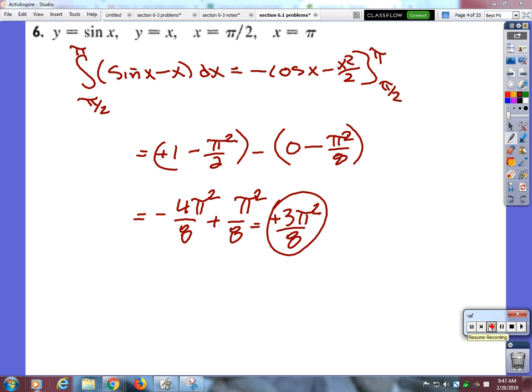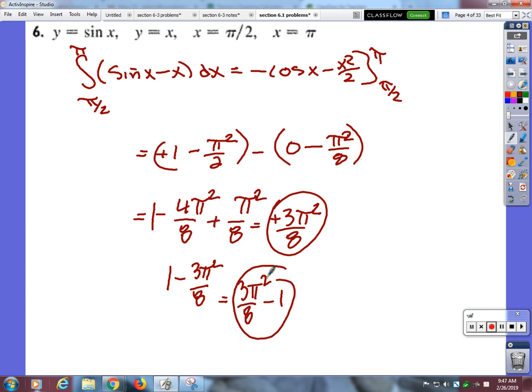My final answer here, I didn't do anything with this 1. So there should be a 1 there. So it turns out to be 1 minus 3 pi squared over 8, which is negative. So I have to flip this both around and make it 3 pi squared over 8 minus 1. I don't know why I forgot that one. It's because Katie's not here to remind me.